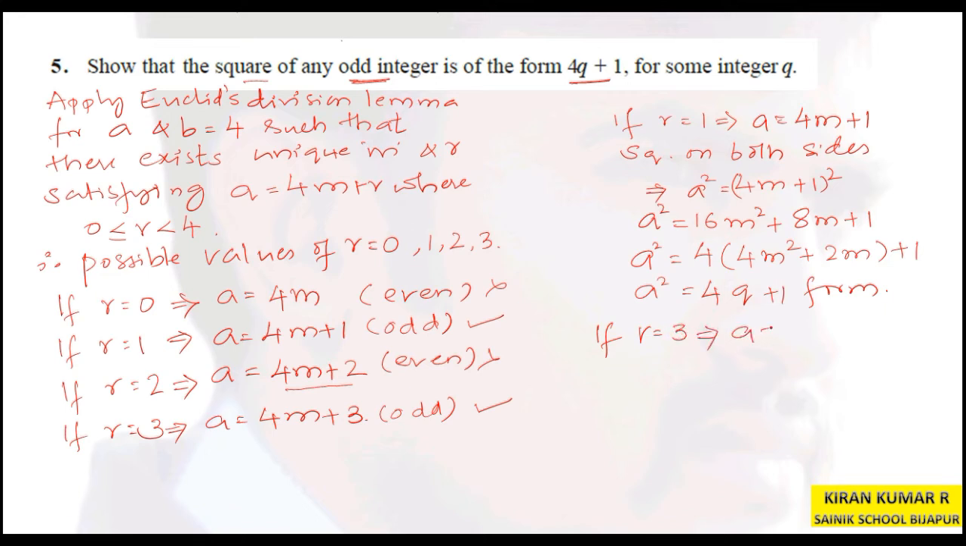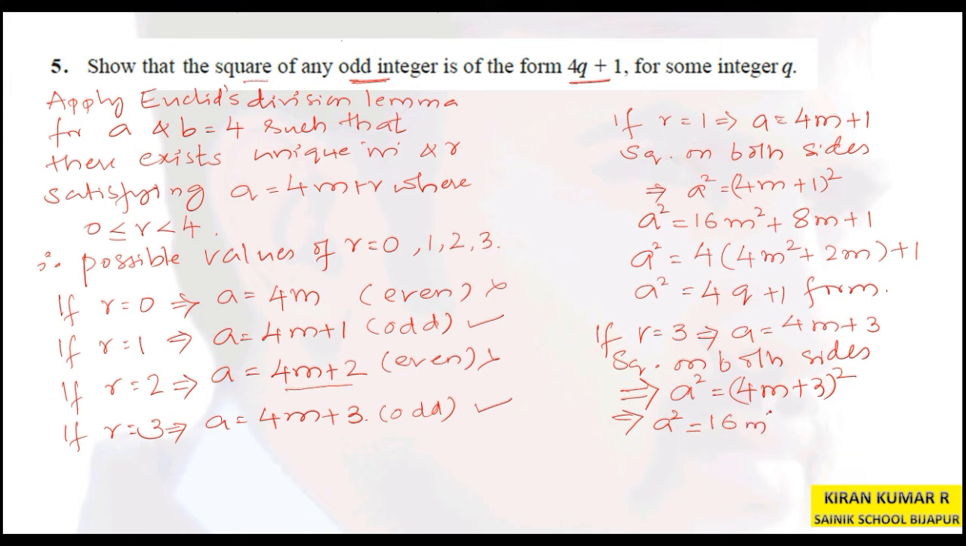So if r is equal to 3, a is equal to 4m plus 3, square on both the sides. This implies a square is 4m plus 3 whole square. Expand it, we get a square as 16m square plus 24m plus 9.